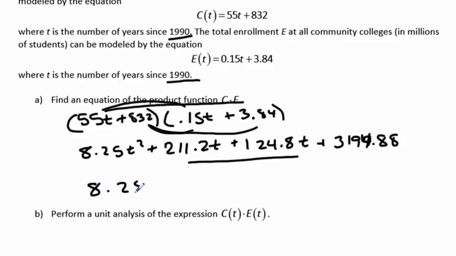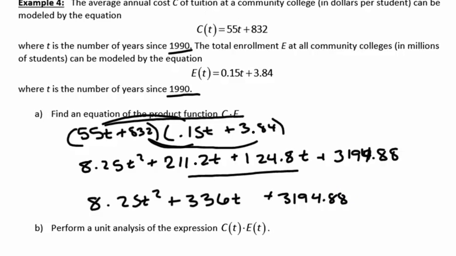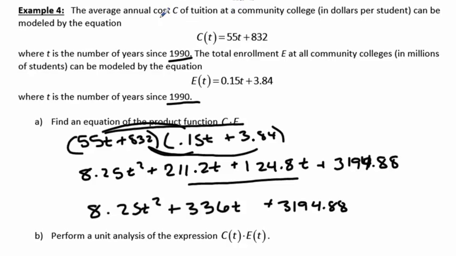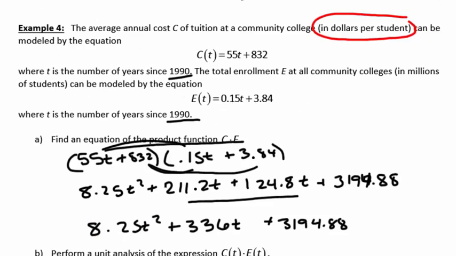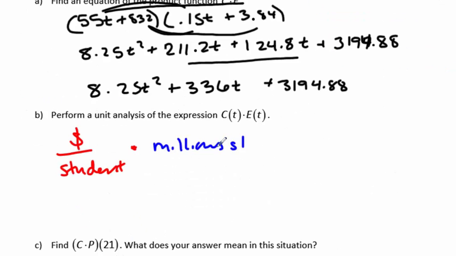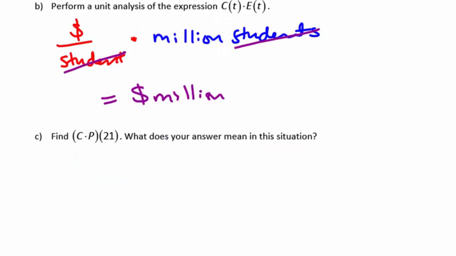Let's combine our like terms. We're going to have 8.25 t squared plus 336t plus 3,194.88. Let's perform a unit analysis on this expression. The units on C are cost at a community college in dollars per student, times the units on E, which are millions of students. So when performing the unit analysis, the unit students cancels out, and the units on the result are going to be millions of dollars. There's a typo right here. This should be C times E. Let's fix that real quick.